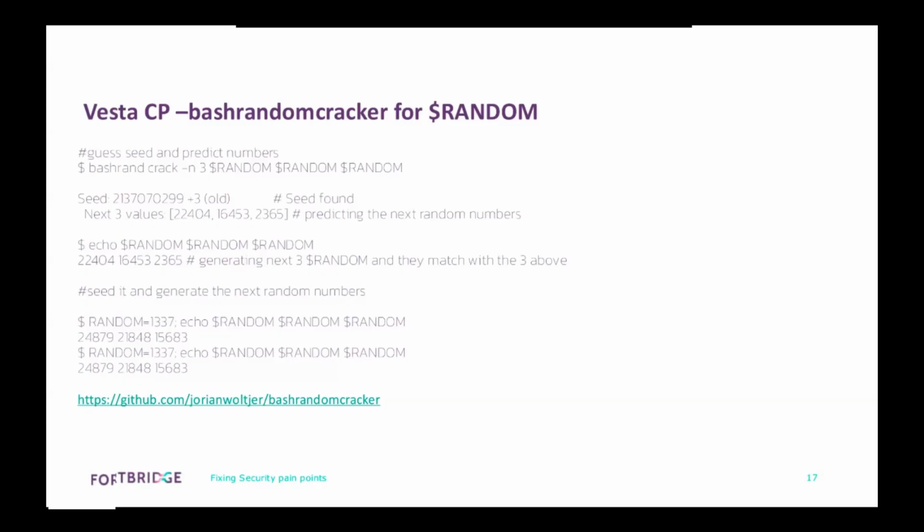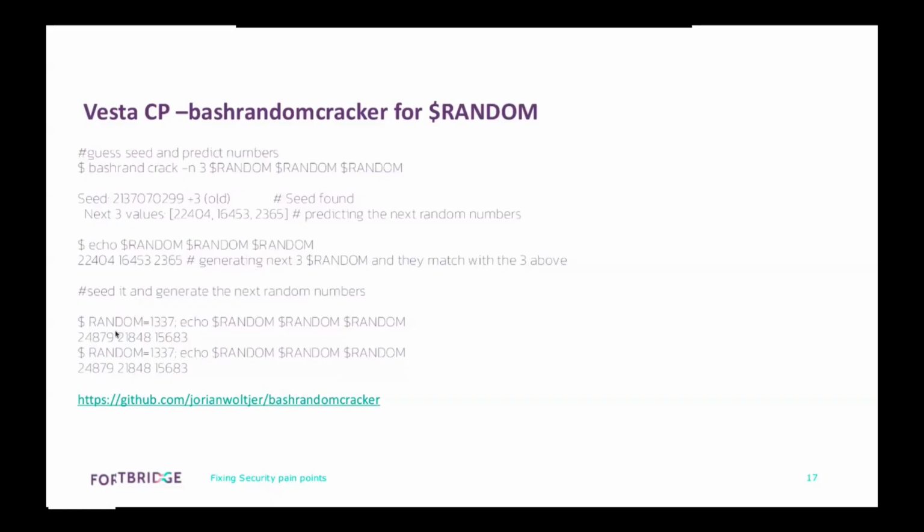So, as you can see in the first example, if we call this tool, bash random cracker, with 3 random values, it will discover that the seed was this one, 2 billion something, a very long number, and then it will also predict the next 3 random values, right? Basically, it says if you call random again, you'll get these 3 values. And you can see these 3 values here match these three random values. So this is pretty cool, pretty useful.